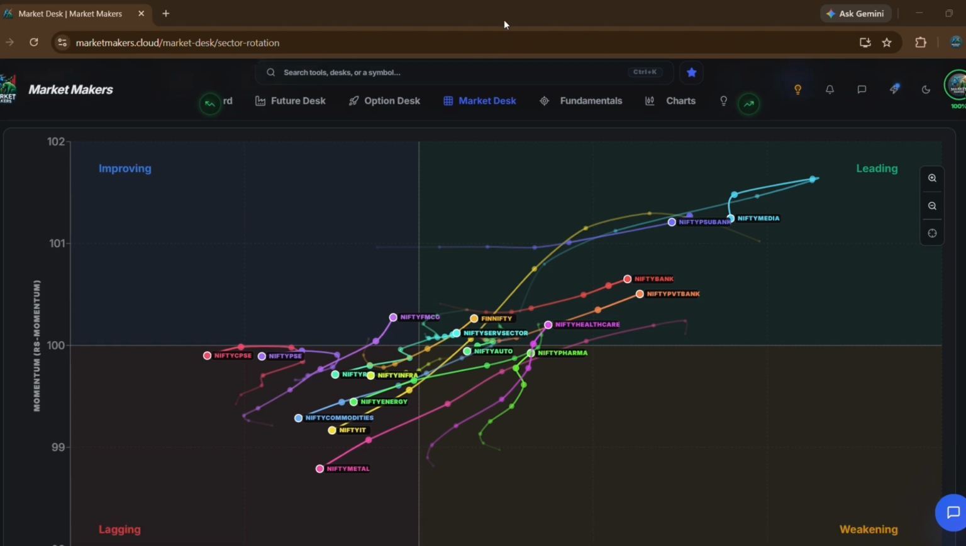Now, let me break down the four zones for you. Top right, this one is leading. These sectors are outperforming the benchmark and are still gaining momentum. At the bottom right, we have weakening, still outperforming but starting to lose momentum. Over here, we have lagging, underperforming, and losing momentum. And lastly, at the top left, we have improving. This is the interesting one. These sectors are still below the benchmark, but momentum is turning.